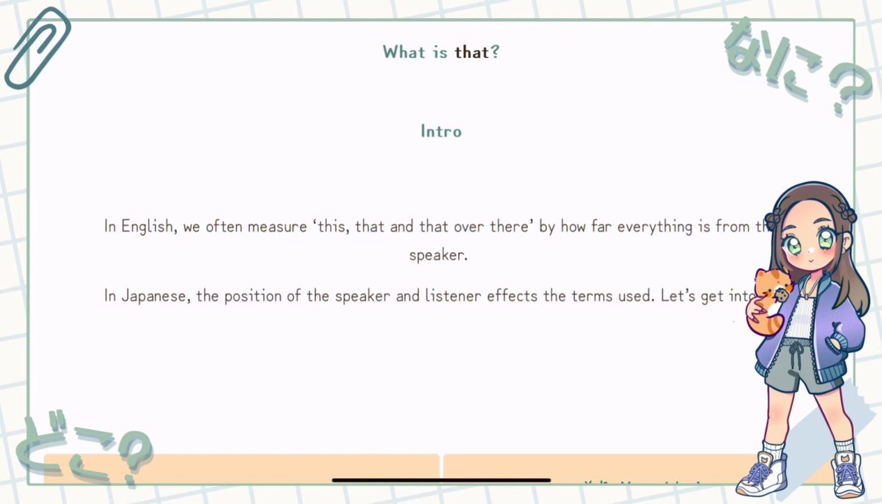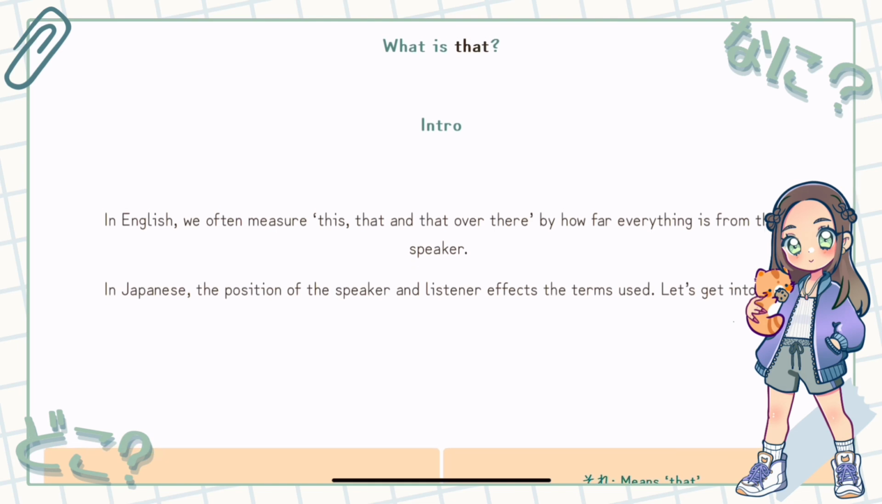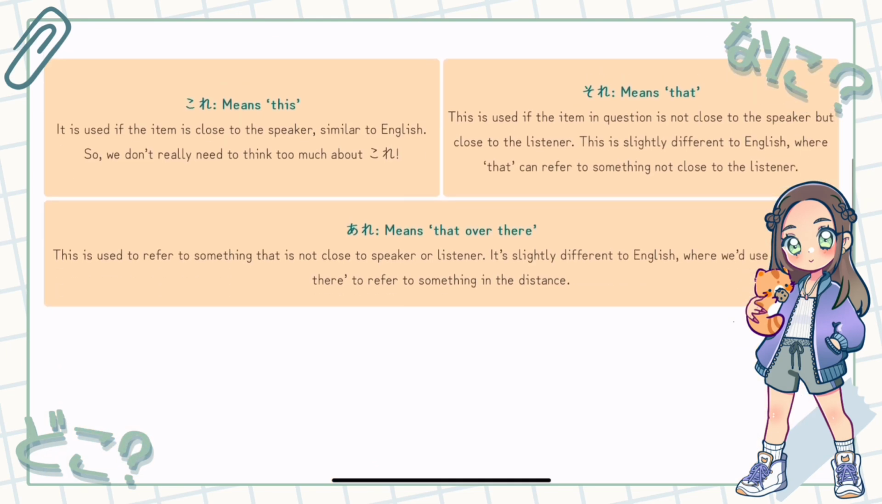What is that? Intro. In English, we often measure this, that, and that over there by how far everything is from the speaker. In Japanese, the position of the speaker and the listener affects the terms used. Let's get into this. And I will also try and make this a bit more simple.